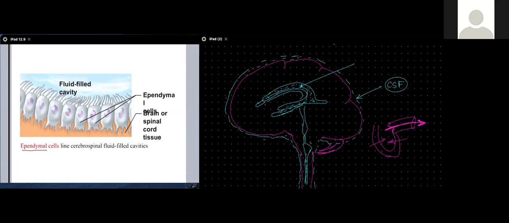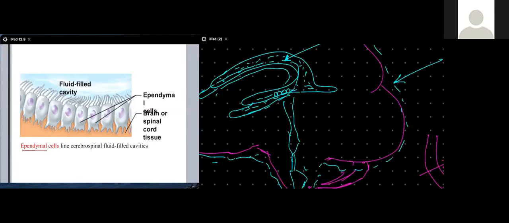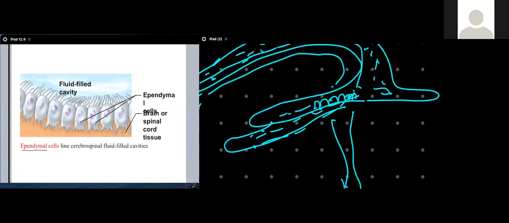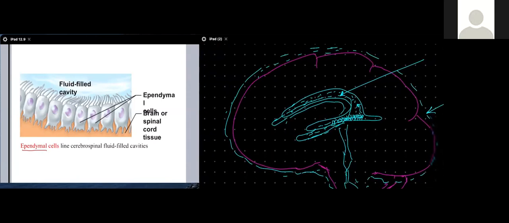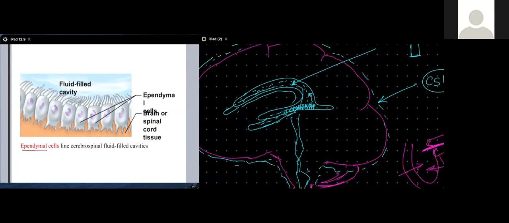No. So the CSF actually is going to be circulating by the propulsion effect of the cilia of the cells lining those ventricles. So if I get closer, lining those ventricles, you're going to have cells with cilia. And those cilia will be pushing the fluid for it to circulate inside the ventricles and around the brain. And we call those cells with cilia lining the ventricles my ependymal cells.